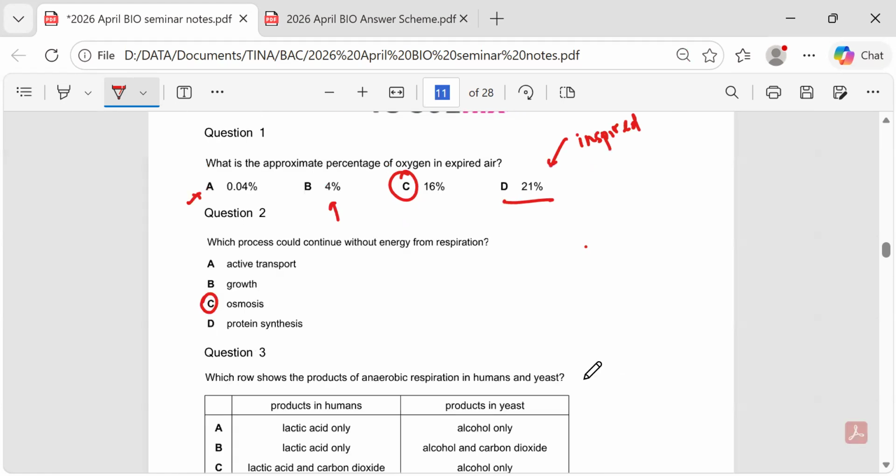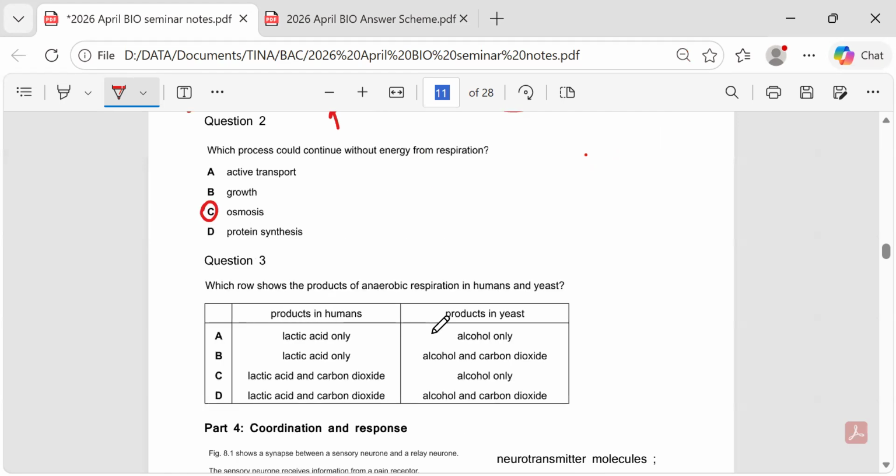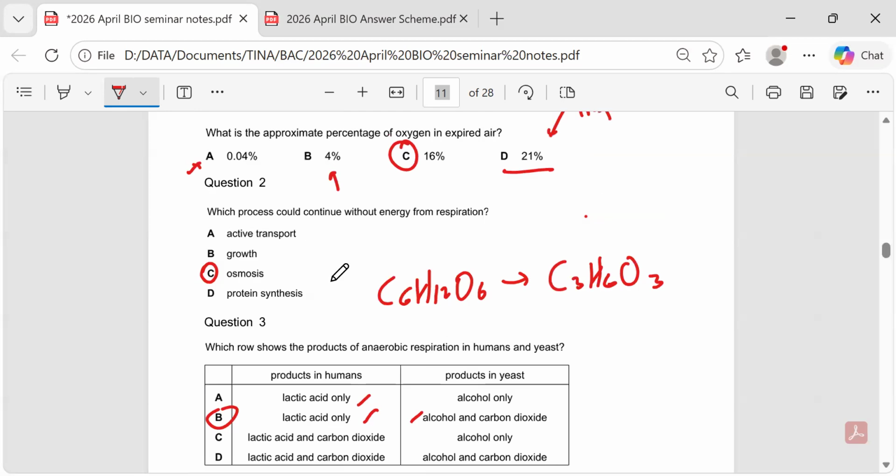Which row shows the products of anaerobic respiration in human? Human is lactic acid only. C6H12O6 literally just splits into two. Yeast is alcohol and carbon dioxide. So the answer is B.